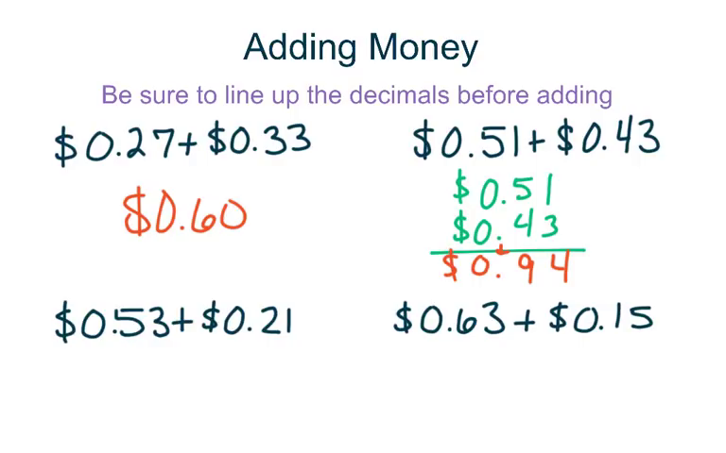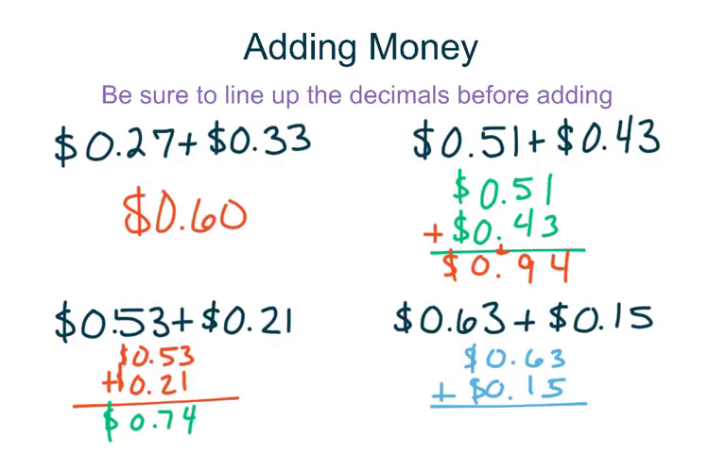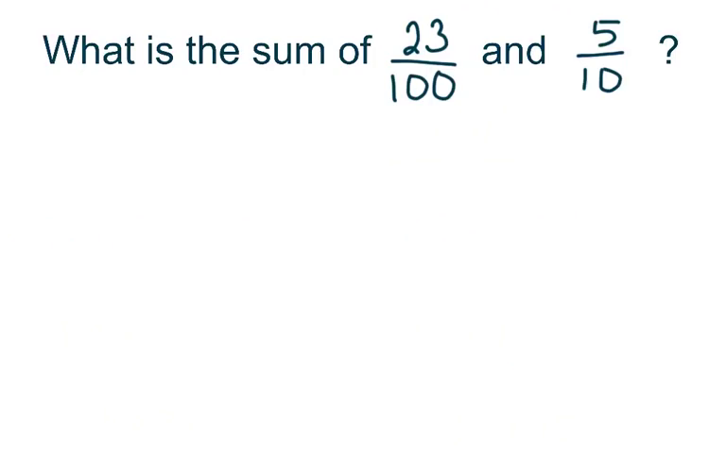Next one is 53 cents plus 21 cents. Go ahead and add. And when we add these, we get 74 cents. And then the last one is 63 cents plus 15 cents. Go ahead and add this one. And again, make sure that decimal comes down in the right place, and then we have 78 cents for this answer. Okay, that's adding money. Make sure our decimals are lined up. We add straight down, put your money sign, you're good to go.